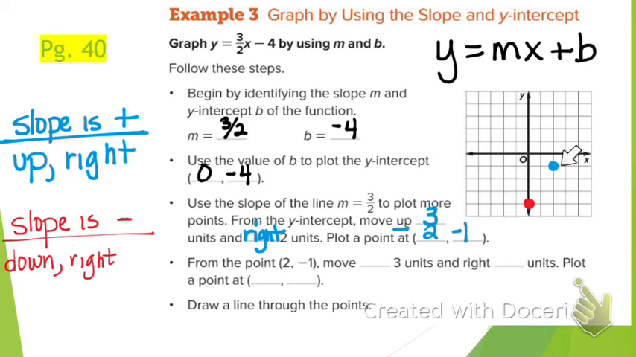Now from this point, we're going to repeat. From the point 2, negative 1, we're going to move what? Up 3. And right how many? 2. So from this blue point, repeat. Go up 3. 1, 2, 3. Right 2. 1, 2, and put a point. And then label that point.